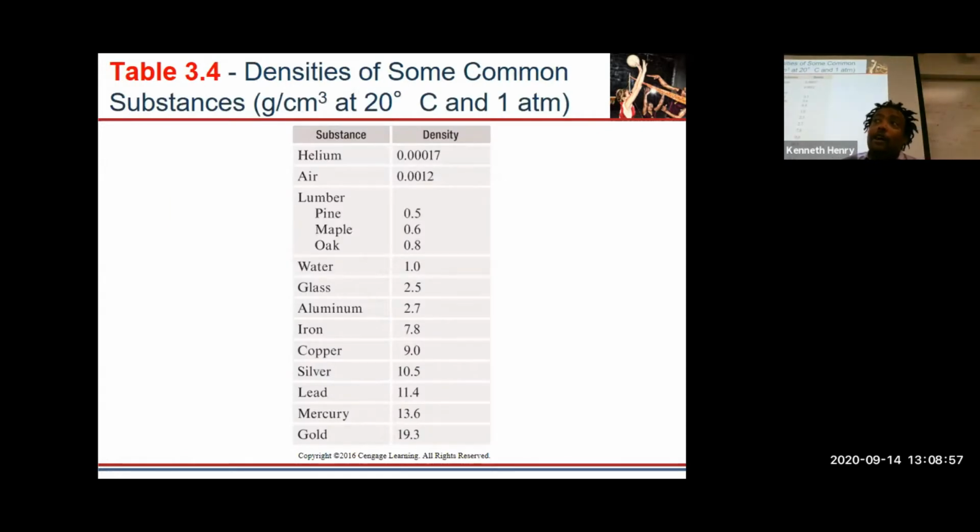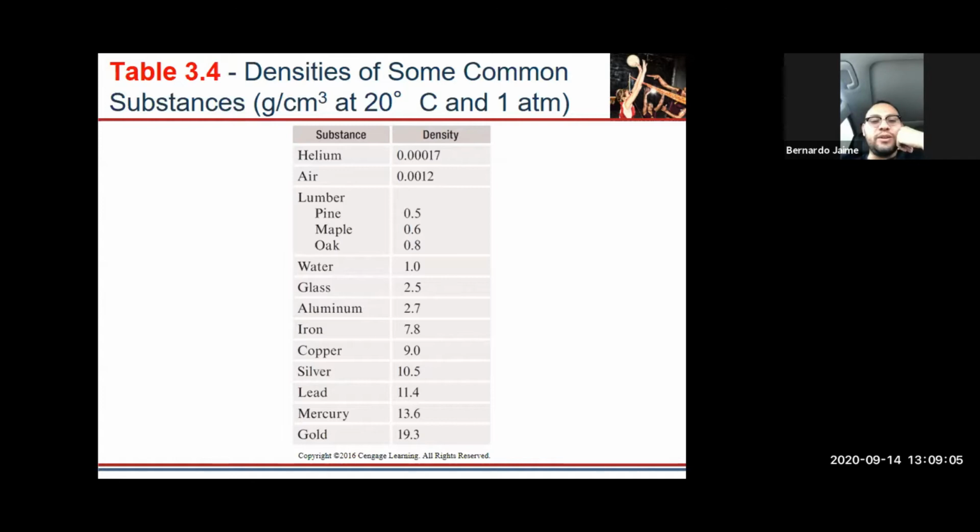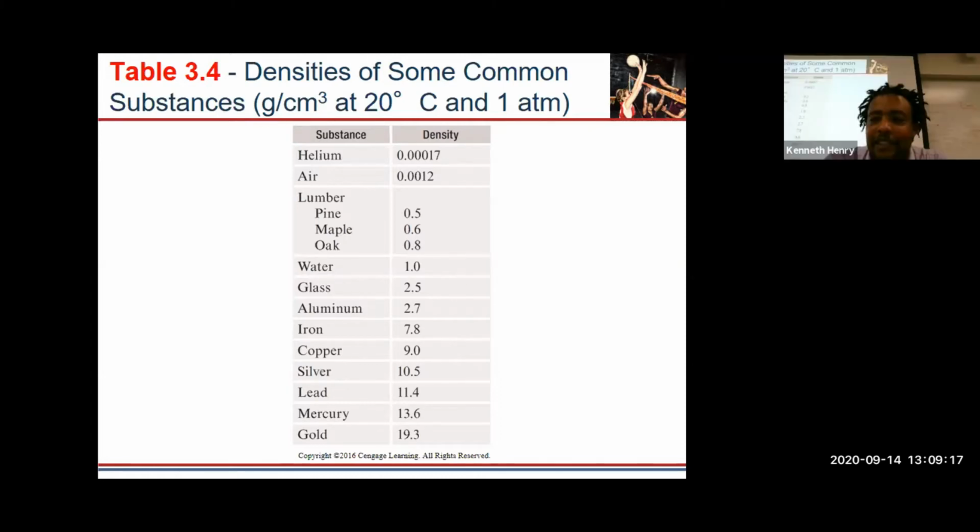So these are all of the densities of common things that we run into. I just had a question about that. Sure. When you're in the pool and you hold your breath or inhale a lot of air, you could float, but sometimes you don't float. How does that work?